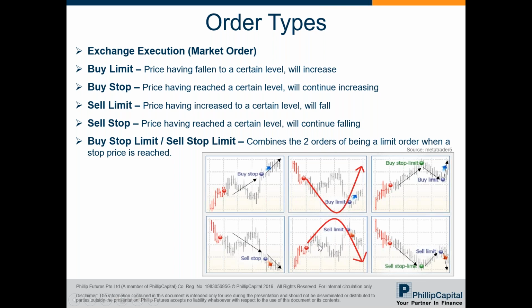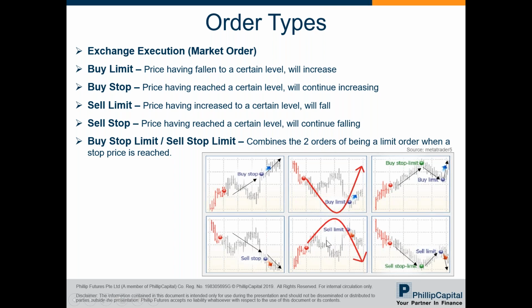Same for the sell, that will be the other way around. Let's say the current price is 30. You want to queue at any price above 30, so you're looking at anywhere between 32, 33. Once it reaches that price, it will automatically sell for you.